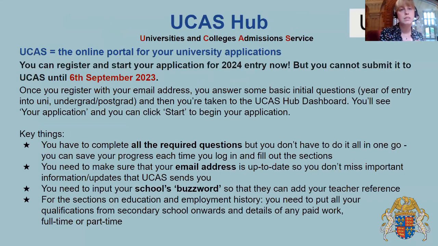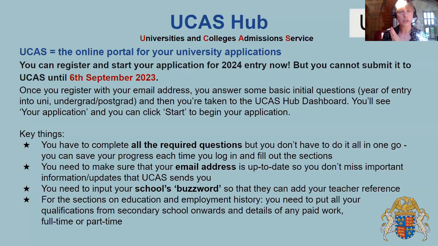So UCAS Hub is the online portal where you apply to university. I'm sure you've all heard of UCAS, the Universities and Colleges Admissions Service. You can register for a UCAS account, and start your application for 2024 entry now, but you can't submit your UCAS application until the 6th of September. So it's relatively soon, but yeah, you can't submit until the 6th of September.